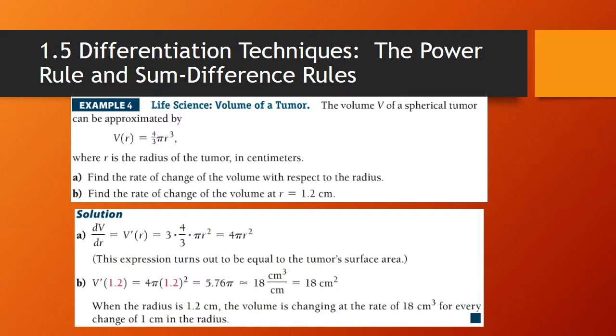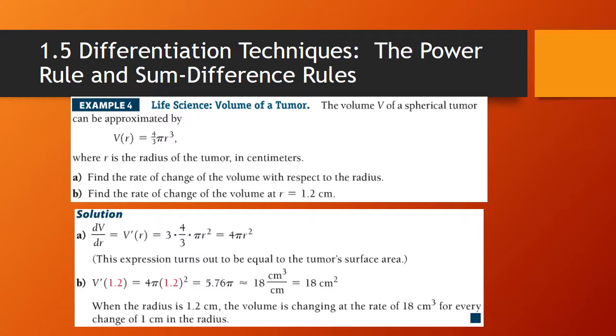Okay, so taking the derivative, the 4/3 is a constant. The 3 comes out front. 3 times 4/3 is just 4. Pi is a constant, so it stays pi, and then the power on the r reduces by 1, so 4 pi r squared. And that actually, incidentally, happens to be the formula for the surface area of a sphere.